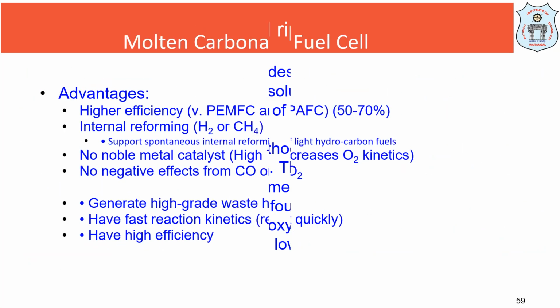Okay, so we'll just discuss the advantages and disadvantages. We have already discussed them. You can list out the advantages associated with molten carbonate, whatever we have discussed. We can have overall efficiency up to 80%. We have internal reforming taking place, so there is no need for an external reforming unit. It doesn't require a noble metal catalyst. There are no negative catalyst poisoning effects of carbon monoxide or carbon dioxide.